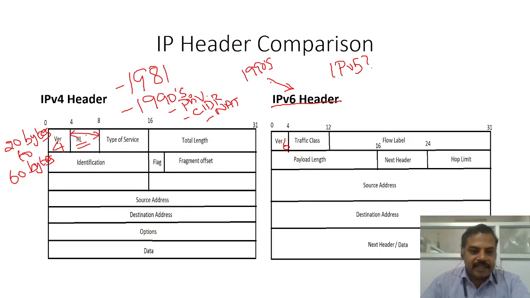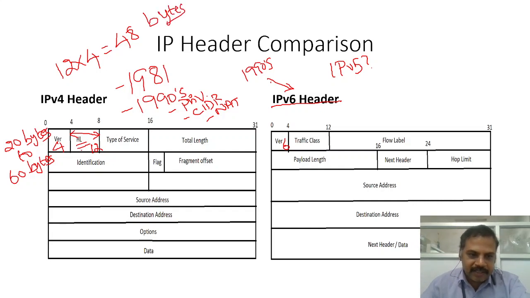Suppose we have the value 12 in this field. This 12 should be multiplied by the number 4, so the value you get is 48. So this IP header length is 48 bytes. Whatever value you have in the header length field, it should be multiplied by 4 as a rule to find the total length of the IPv4 header.